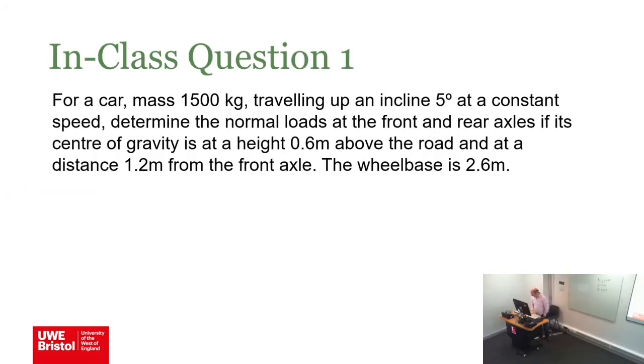So let's have a go at the question. For a car with a mass of 1500 kilograms, travelling at an incline of 5 degrees at a constant speed, determine the normal loads on the front and the rear tyres, if the centre of gravity is at a height of 0.6 metres above the road and a distance of 1.5 metres from the front axle. And it's given the wheelbase is 2.6 metres. So this is in-class question number 1.